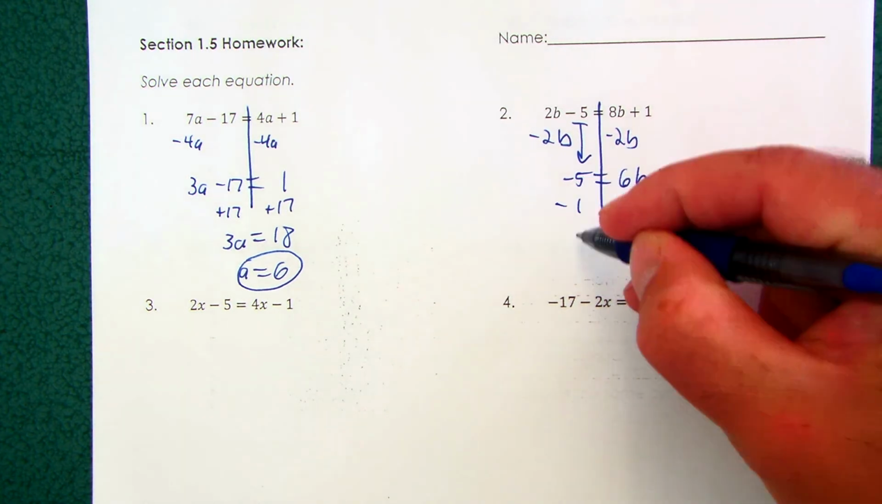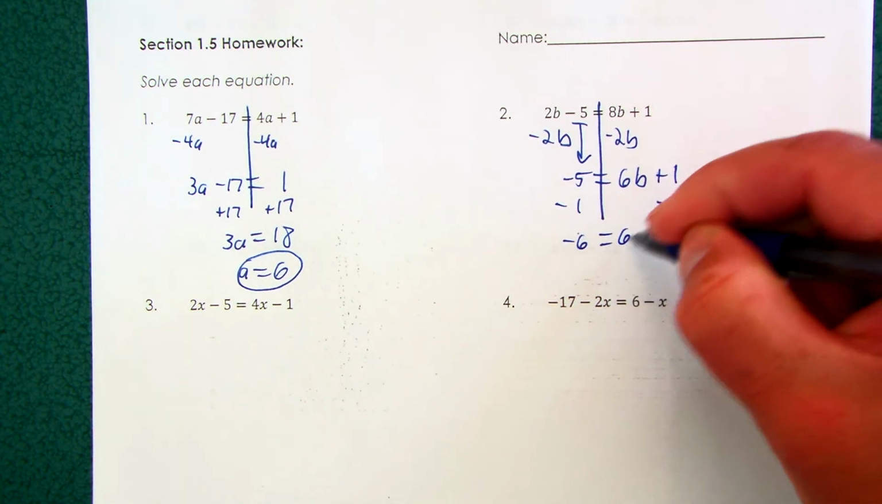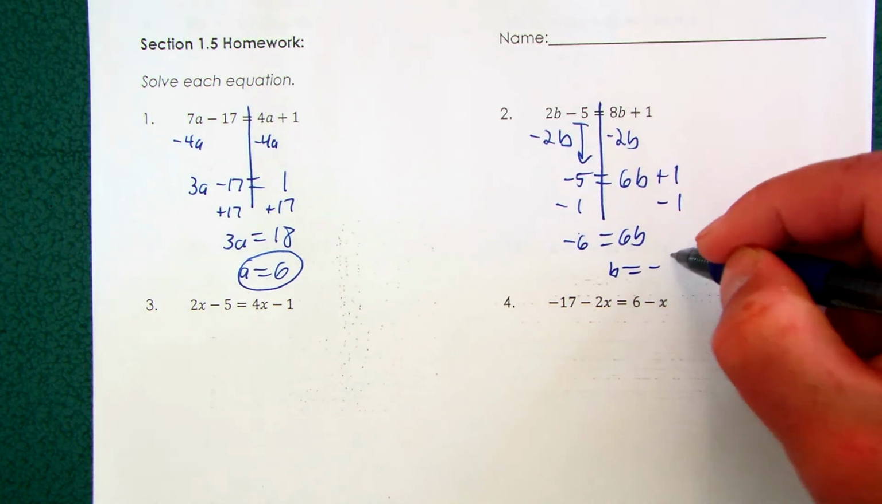Subtract 1 from both sides. I get negative 6 equals 6b. So b is going to equal negative 1.